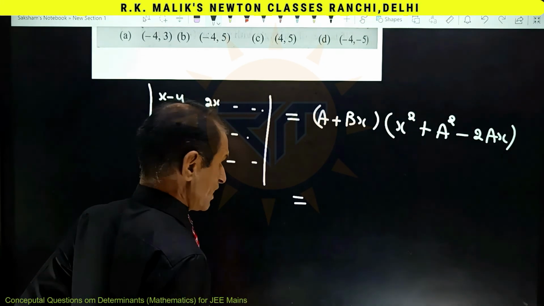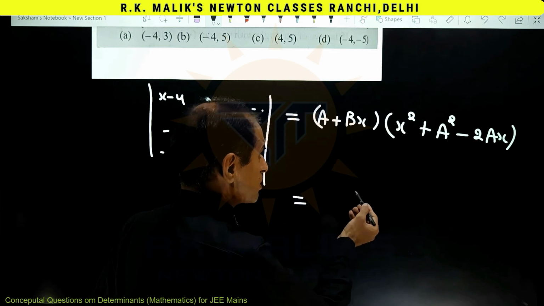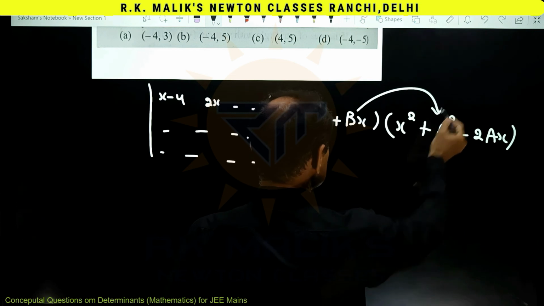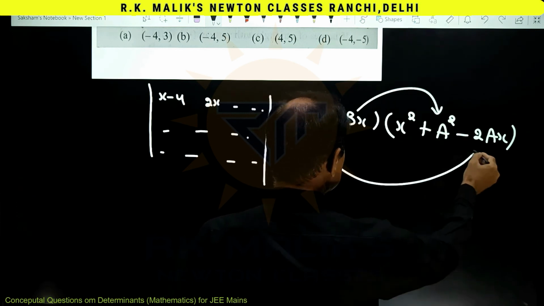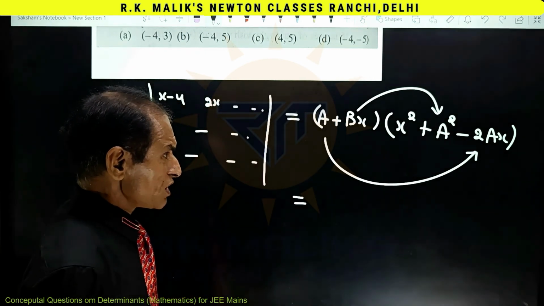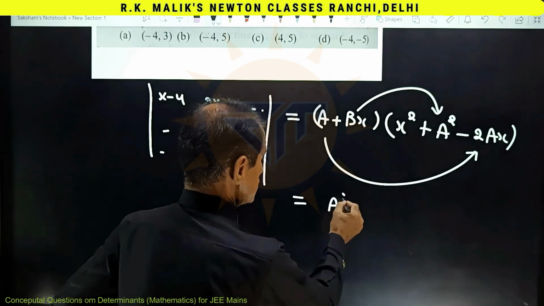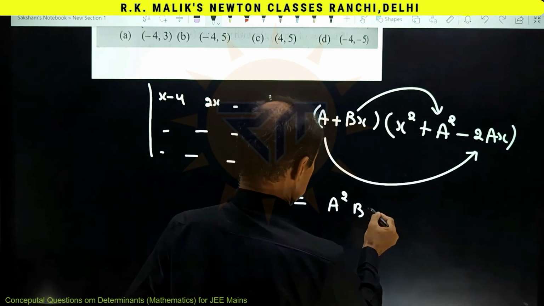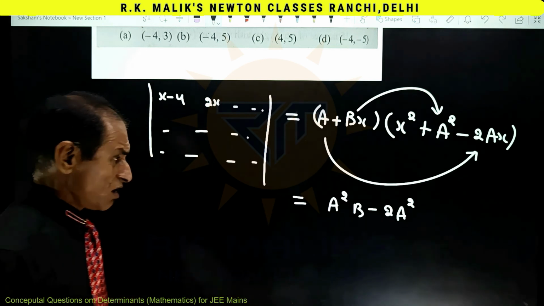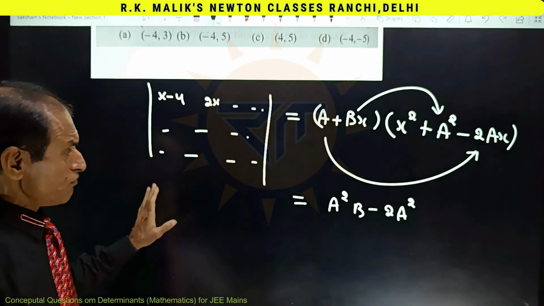First see the right hand side. You can see very easily that x will come in the right hand side only when this is multiplied by this, or when this is multiplied by this. In no other term will x come. Therefore, the coefficient of x on the right hand side will be A square B minus 2A square. A is already known to us. And now I will find the coefficient of x on the left hand side.